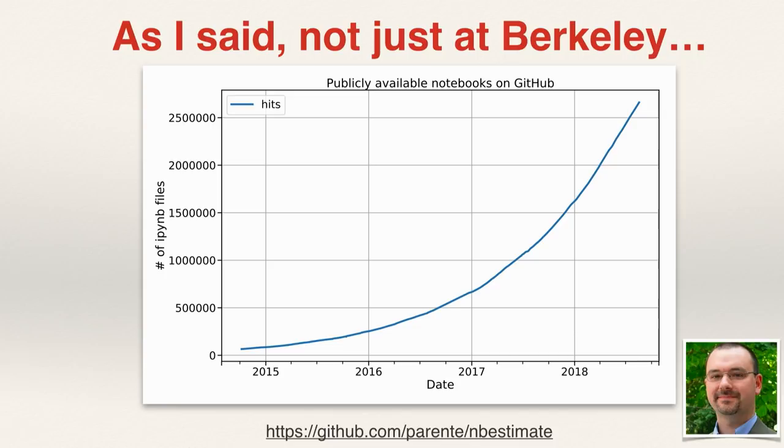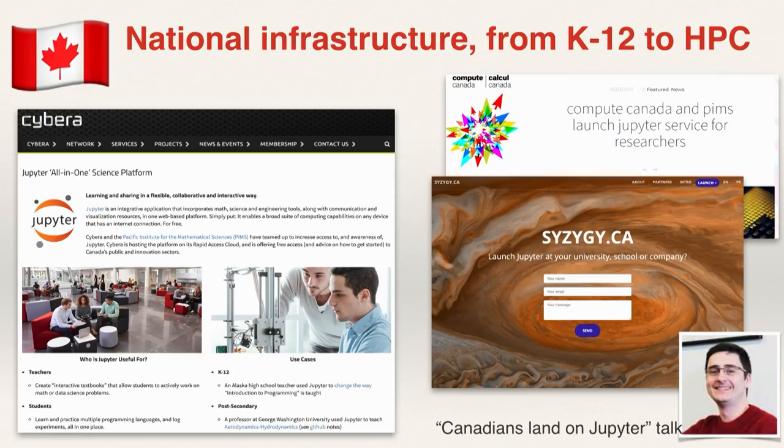Now, as I said, it's not just at Berkeley. We recognize that. This is data that Carol Willing already mentioned yesterday. The count of publicly available notebooks on GitHub has recently crossed 2.5 million notebooks, and that growth shows no sign of slowing down. And it's not only us here in the US. Actually, our civilized neighbors to the north are doing work on a national scale, where they are deploying educational infrastructure from the K through 12 space all the way to research infrastructure available to all Canadian researchers in HPC. And there's a talk later today called Canadians Land on Jupyter, where they discuss some of this work.